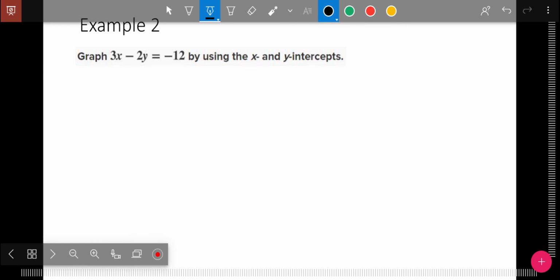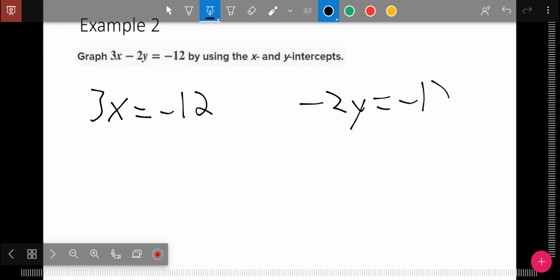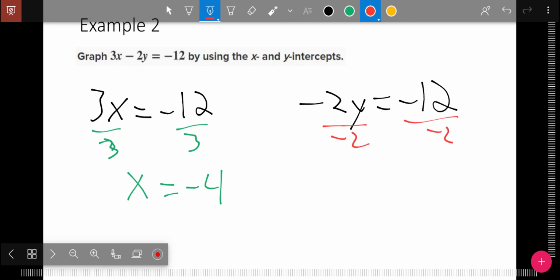Intercepts. So cover up method. Cover up the y. 3x equals negative 12. Cover up the x. Negative 2y equals negative 12. Solve each one. Divide both sides by 3. I get x equals negative 4. Divide both sides by negative 2. I get y equals 6.